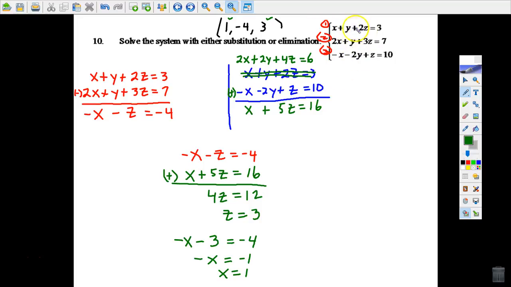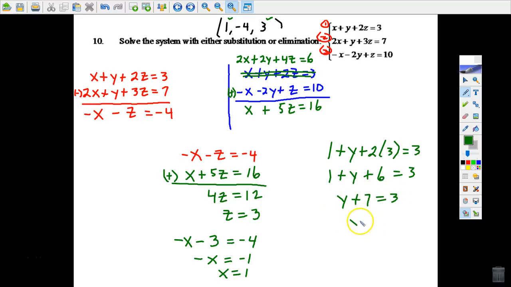Pick one of these three originals. I'm just going to go with the top one. X is 1. Solving for y. Z is 3. Combine like terms. And when you subtract 7 from both sides, you get negative 4. So we are good. So we found the same answer using both methods.